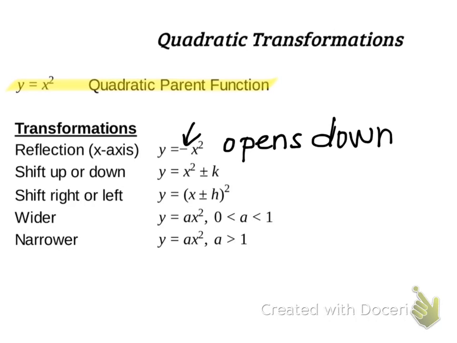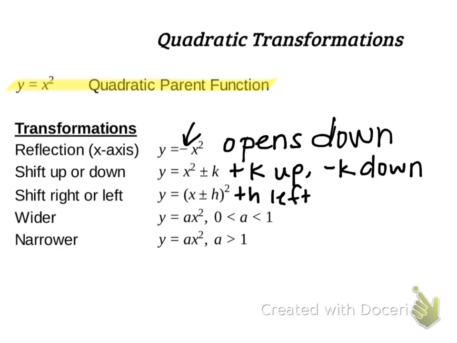When you have x squared and you're adding something to the parent function or subtracting, that's going to be a shift up or down. Plus k gives you up, and minus k gives you a shift down. All that does is shift it up or down. Now, to shift right or left, we have h. If you do plus h, you would think, based on the k above, that it would move to the right. It's actually opposite, and it moves to the left. And then minus h moves to the right.